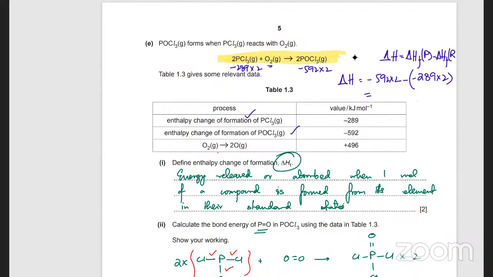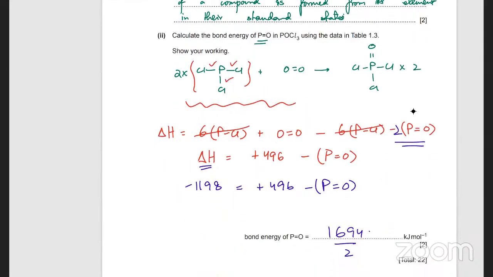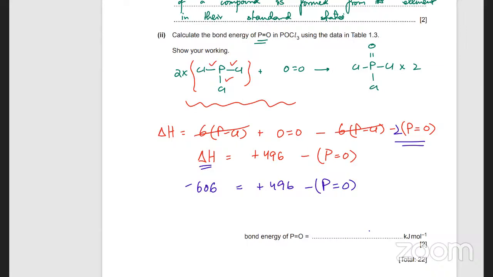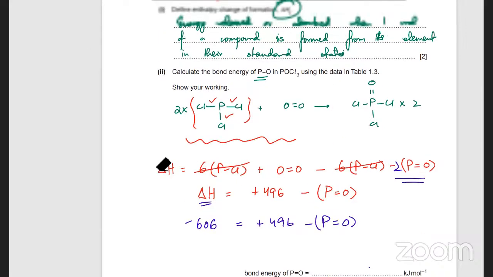What do you get for this? Minus 606. Minus 606, right? Now we're going to use minus 606 over here. Yeah, I got the answer. Okay, so you got the right answer, 551.